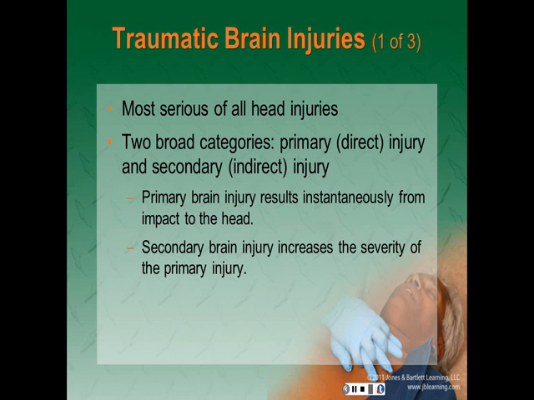Traumatic brain injuries, or TBI, are the most serious of all head injuries. The National Head Injury Foundation defines TBI as a traumatic insult to the brain capable of producing physical, intellectual, emotional, social, and vocational changes. They're classified into two broad categories, primary or direct injury and secondary or indirect injury. A primary brain injury results instantaneously from impact to the head. Secondary brain injury increases the severity of a primary injury and may be caused by swelling in the brain called cerebral edema, by intracranial hemorrhage or bleeding in the brain, by increased intracranial pressure, by cerebral ischemia, or by infection.